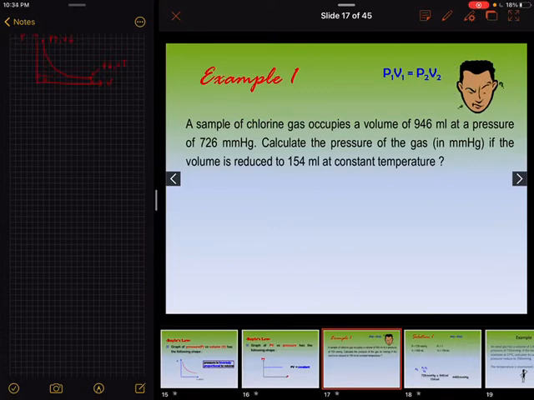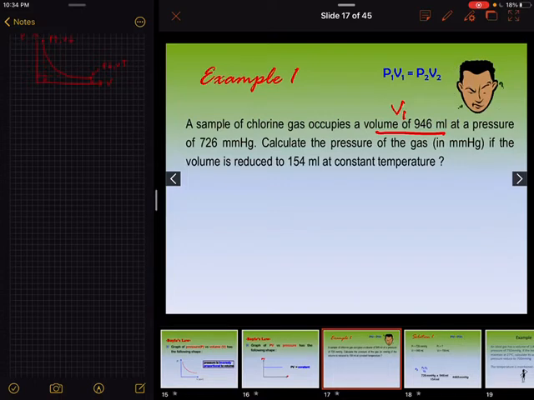Okay, now, what you have to do from the soalan is identify the nilai given in the soalan. Okay, identify what are the nilai given in the soalan. So, dalam soalan ni kita ada volume, this is V1.